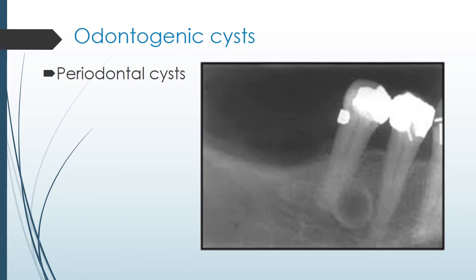Odontogenic cysts. The first of the odontogenic cysts is the periodontal cyst. A periodontal cyst is formed from epithelial rests or remnants in the periodontal membrane. These cysts are all of inflammatory origin.